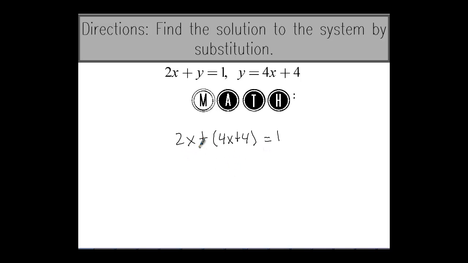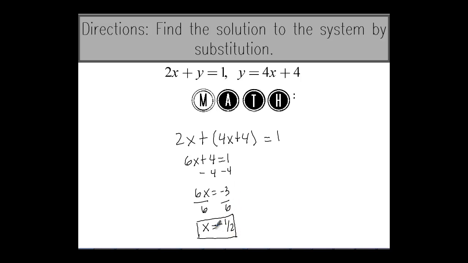Then I'm going to go through and simplify. 2x plus 4x is 6x, plus 4 equals 1. I subtract 4 from both sides. 6x equals negative 3. Divide 6 on both sides, and I get x equals negative 3/6, which reduces to negative 1/2. I know this is correct because I just got this same answer when I was graphing.